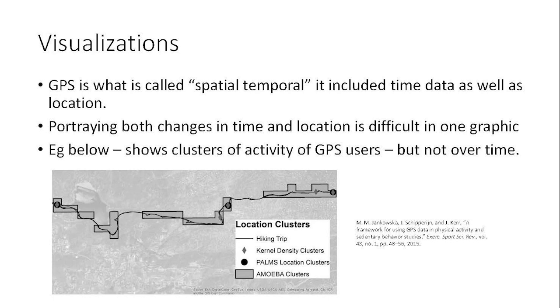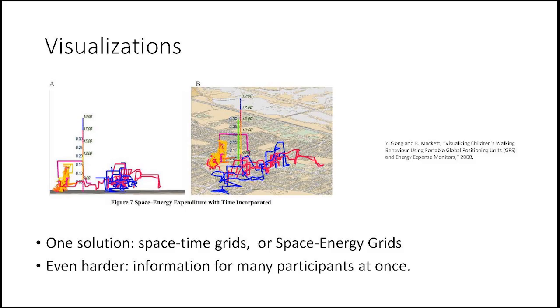So you can see below, this shows clusters of activity for GPS users, but it's not shown over different changes in time. One solution for this is something called a space-time grid, or here is also a space-energy grid. So this is where you plot where the person is on the XY axis, and then use the Z axis to show the time of day, or otherwise what amount of energy they are putting out. But this is okay if you have one participant, but very hard if you have from many participants at once.